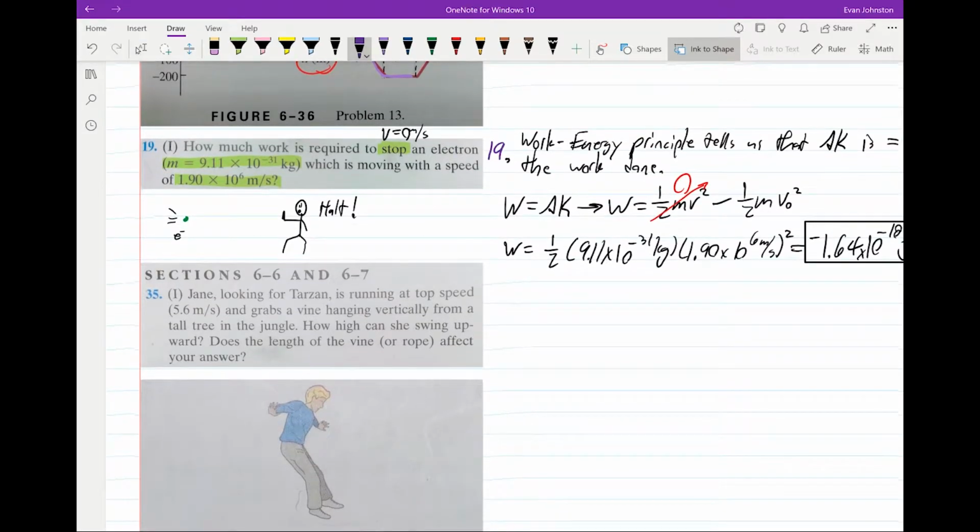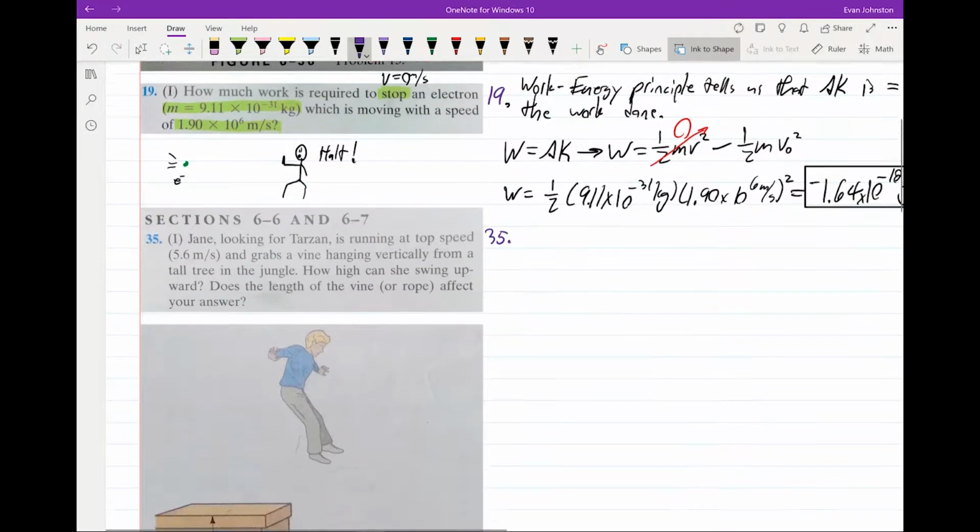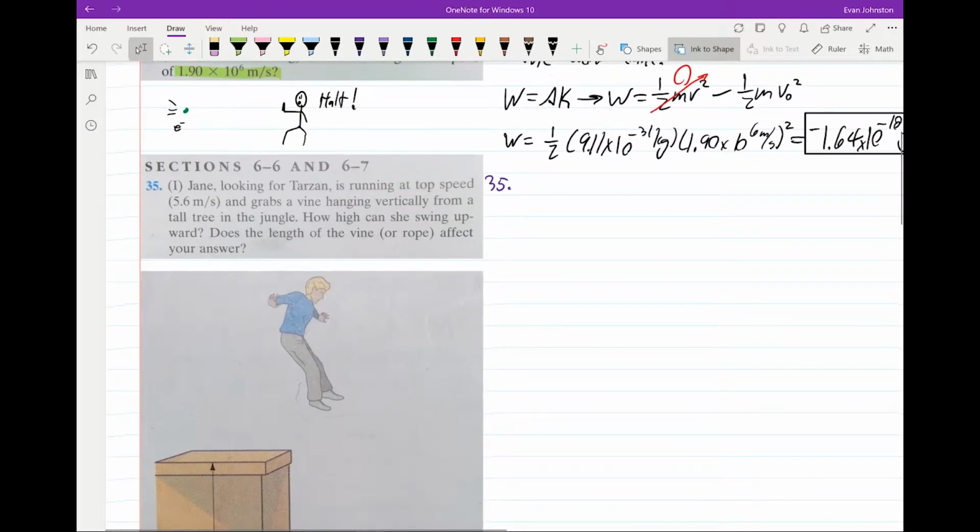All right, so 35 here we have Jane. Jane is looking for Tarzan, and she is running along at top speed. Her top speed apparently is 5.6 meters per second. You can multiply that by 2.2, I think, to get that in miles per hour. She grabs a vine hanging vertically.